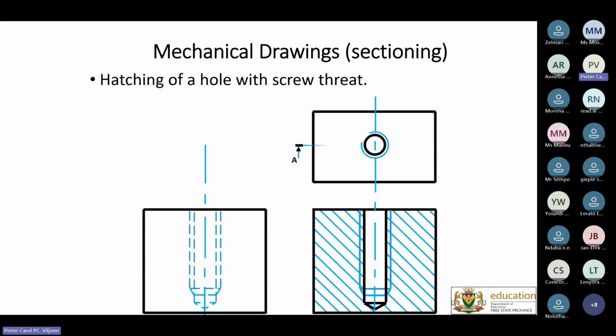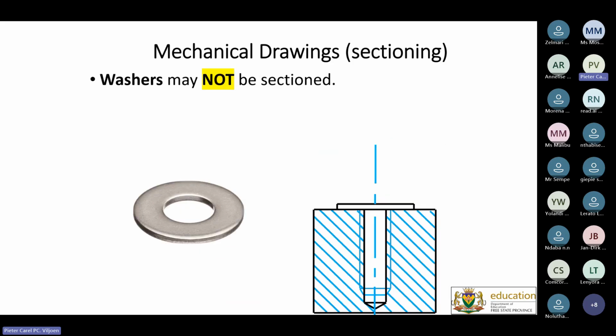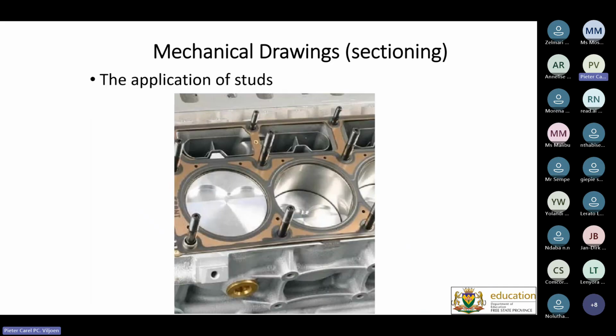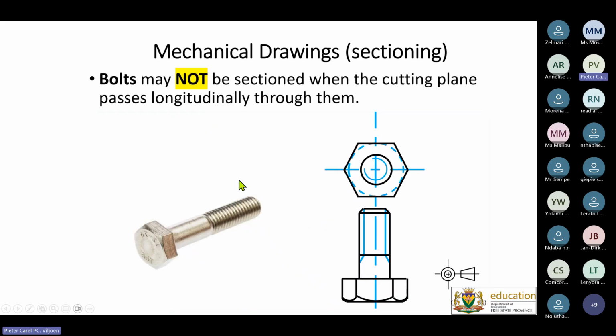So I'm not going to explain that. It's not applicable for grade 10s. Washers, you don't do hatching on. With studs, like this one over here, no hatching is to be applied. And that's the use of the stud, because you can't have a bolt that goes right through a nut on the bottom of this block and then at the top of this block and so on. So therefore you make use of studs to turn in there.